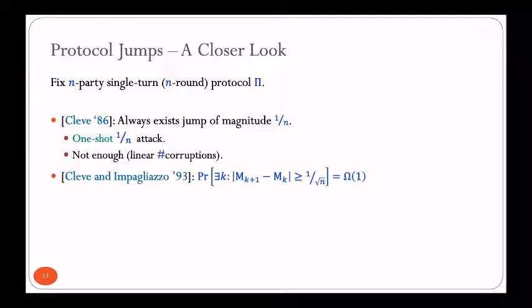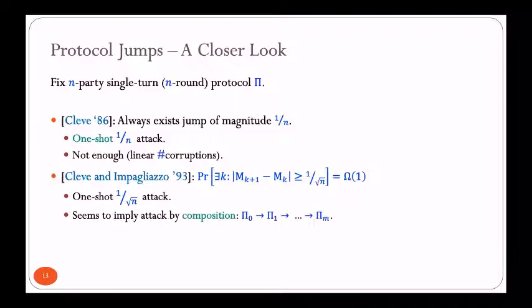But happily for us, Cleve and Impagliazzo showed in '93 that the situation is much better. They show that with constant probability, there exists a large jump. So this is a jump of magnitude at least 1 over square root n with constant probability, right? And this, again, implies a one-shot attack of magnitude 1 over square root n, which means that with one adaptive corruption, we can either increase or decrease the expectation of the protocol by 1 over square root n.